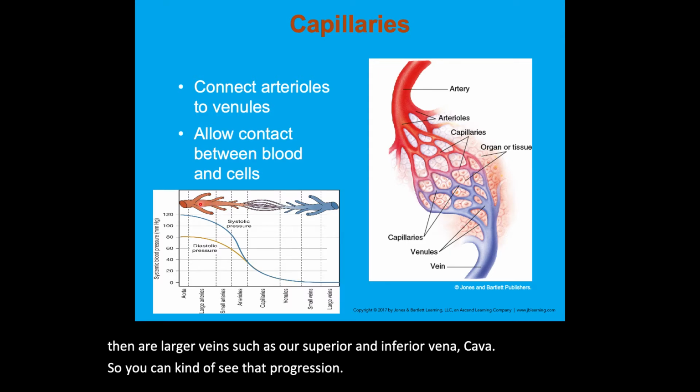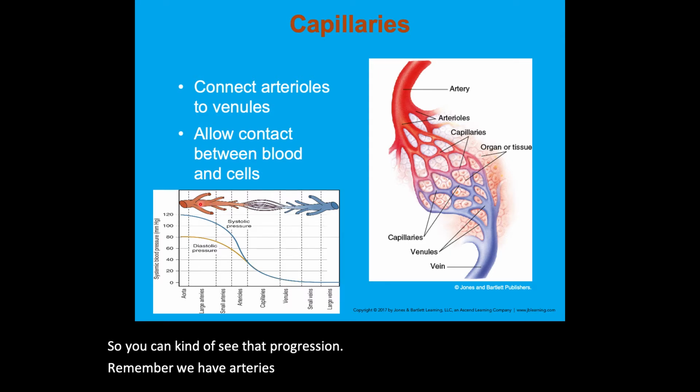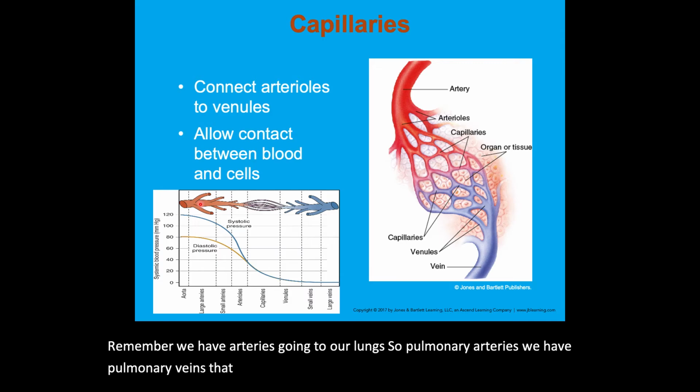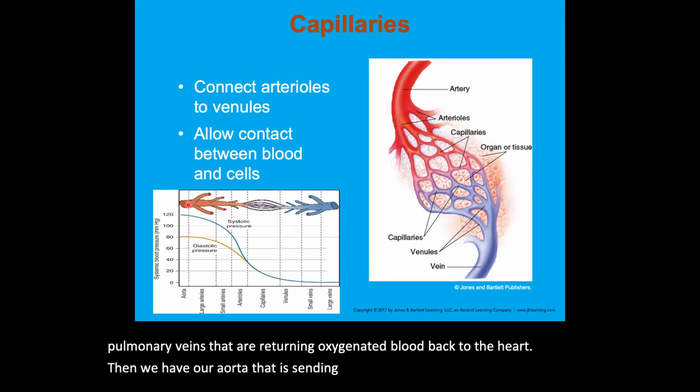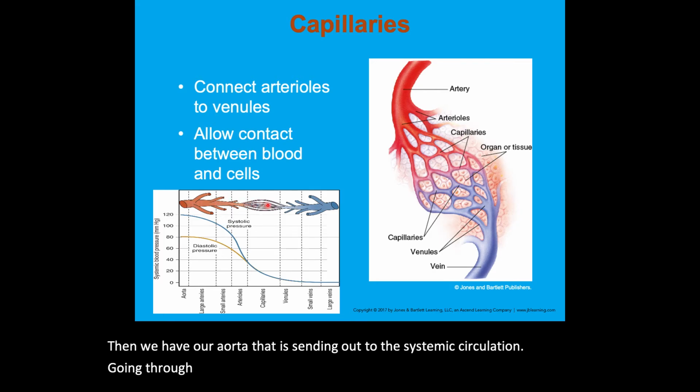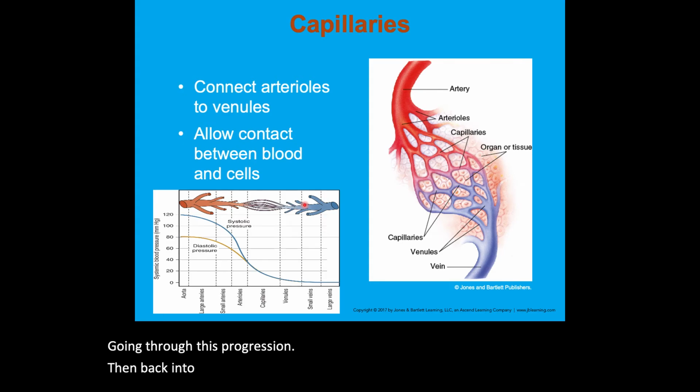Remember, we have arteries going to our lungs, so pulmonary arteries. We have pulmonary veins that are returning oxygenated blood back to the heart. Then we have our aorta that is sending out to the systemic circulation, going through this progression, then back into the superior and inferior vena cava.